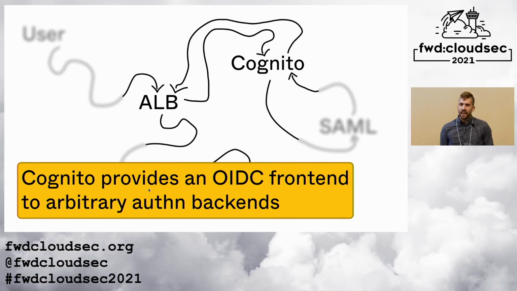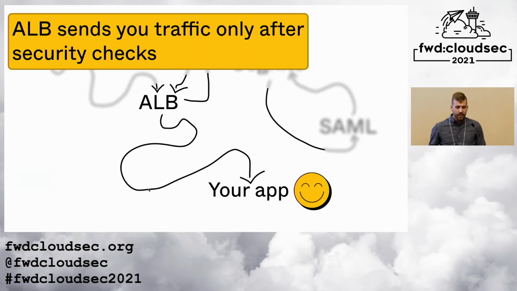In between the ALB and Cognito connection, Cognito uses OpenID Connect, or can present an OIDC front end, and then it can connect to arbitrary backends. In our case, we're connecting to SAML because we're Okta users. But you can also do your own user management within Cognito if you want to, or set up more complicated user pools depending on your specific needs. Finally, the ALB will only send you traffic after the security checks have been performed. So you know that at the point where your traffic is coming in, a user has been verified.